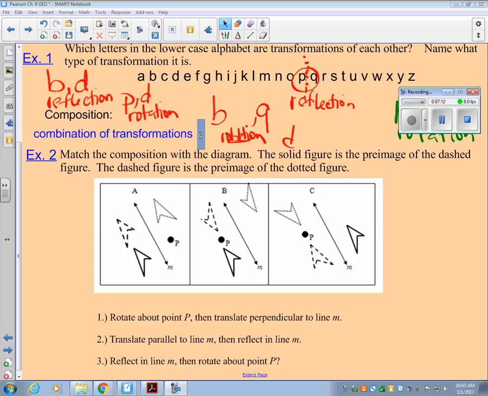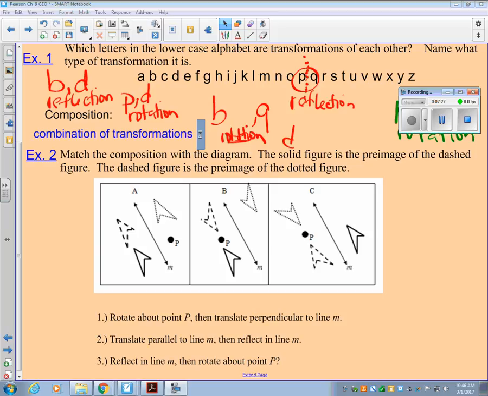Why are there so many? The pre-image of the dashed image is your pre-image. Okay, so we've got 3 figures. There are 2 transformations happening, so it's a composition of transformations.